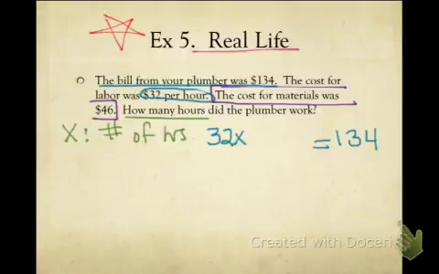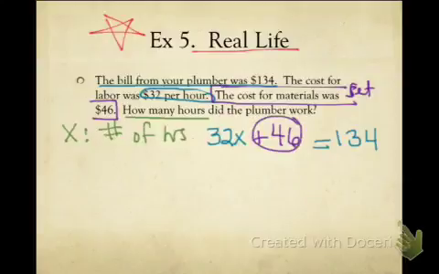Now that cost of materials is set, and because it's set, it's that constant term that's added to the equation. So now that we have an equation, what's set was the $46, and 32x is how much he or she makes for every hour worked. We're now going to solve our equation.